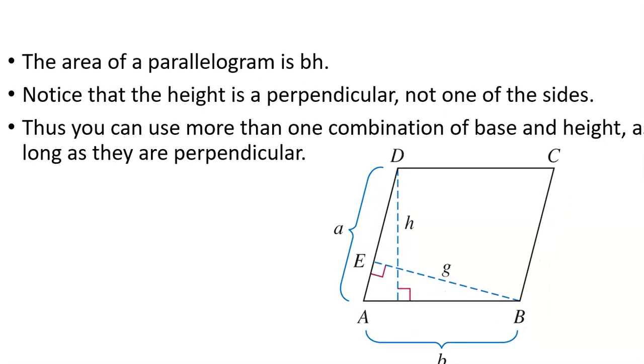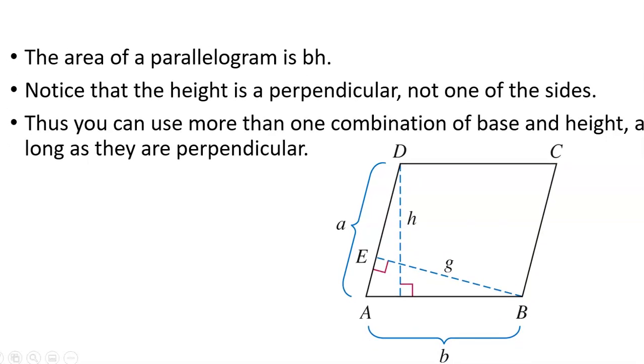All right, so I put a couple of notes up here. A reminder that the area of a parallelogram is base times height, and that the height is a perpendicular, not necessarily one of the sides. So you can use more than one combination of bases and heights as long as they are perpendicular. In other words, you can use this as your height, and this piece over here is your base because they're perpendicular to each other, or you can actually drop an altitude this way. Right? If you drop the altitude that way, then it's still perpendicular. That's your height. That's your base. So it doesn't always have to be the traditional, the base is on the bottom and the altitude goes vertically.